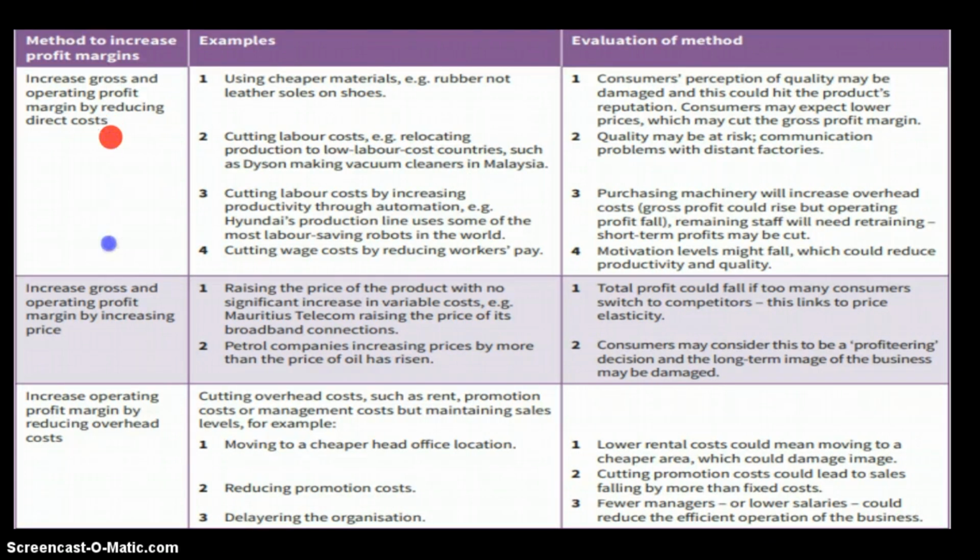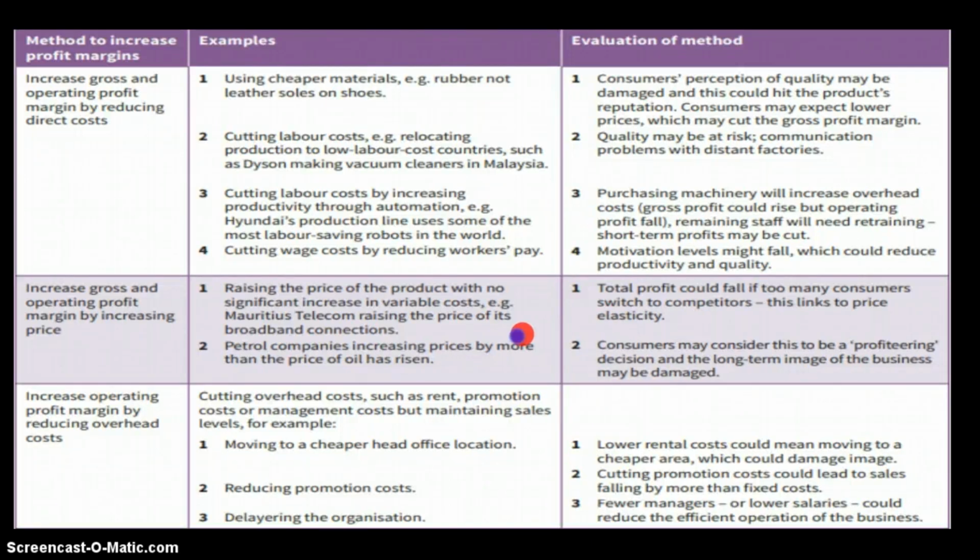We can also increase our gross profit margin and operating profit margin by increasing price. If you raise the price of the product with no significant increase in variable costs, for example Mauritius Telecom raising the price of its broadband connections, the total profit could fall if too many consumers switch to competitors. This links to price elasticity. Remember price elasticity of demand: if you increase your price, your demand will fall.